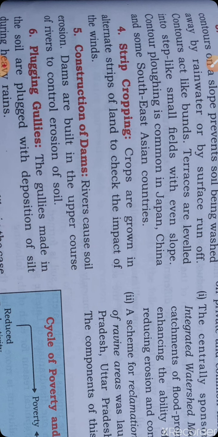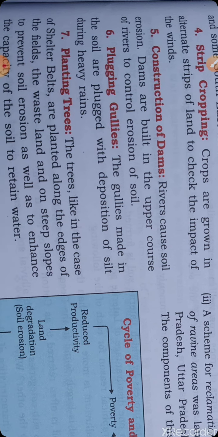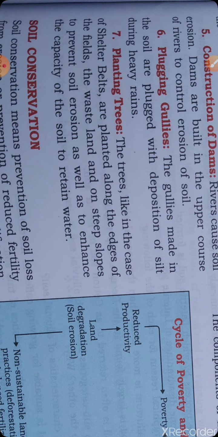Construction of dams. Rivers cause soil erosion. Dams are built in the upper course of rivers to control erosion of soil. That is also important. Now, what is plugging gullies? The gullies made in the soil are plugged with the deposition of silt during heavy rains. Planting trees is one of the important measures.